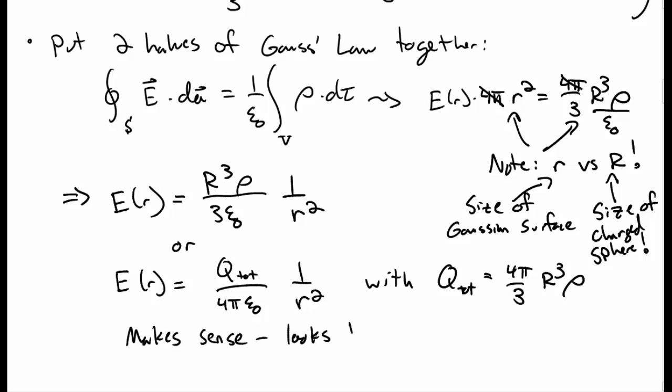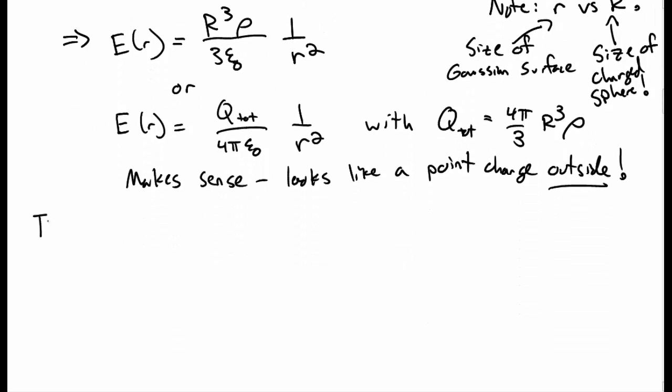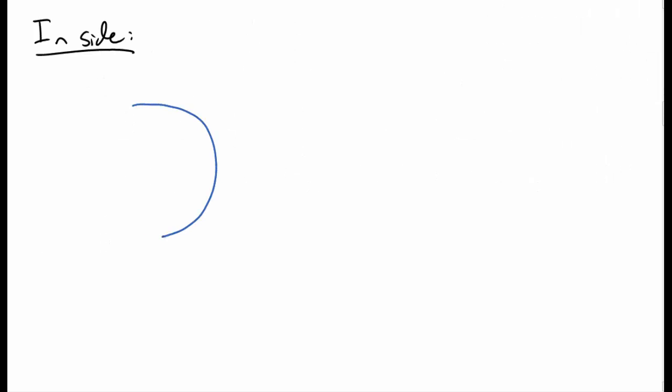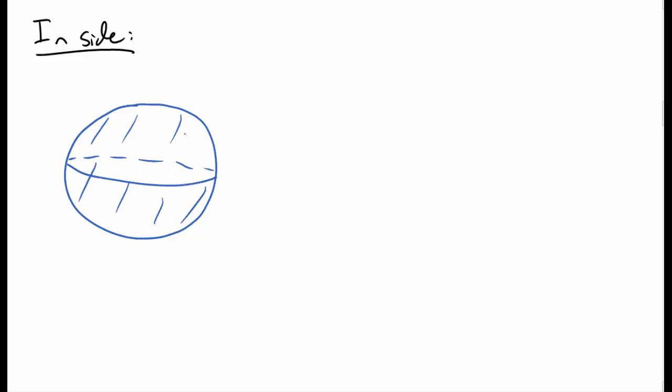This looks like the electric field from a point charge. So for a charged ball like this, the electric field is just going to look like a point charge. That might not have been too obvious to you unless we used Gauss's law to actually calculate that. Let's look inside the sphere. So inside the sphere, let's redraw our charged sphere, charged ball.